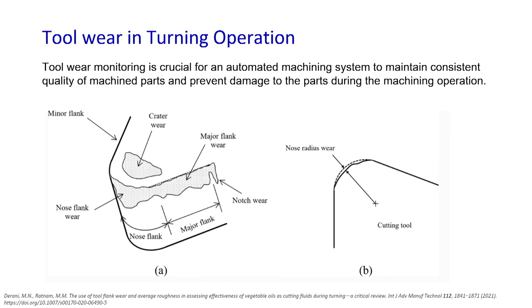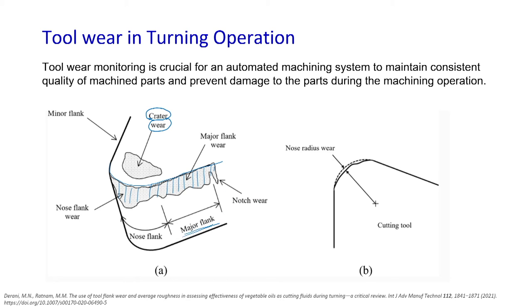So here you can see the crater wear which is occurring on the rake surface, and this is the flank wear. This tool is having a nose, it doesn't have exact point contact of the edges, and the wear which is on the flank surface, so this is the flank surface, is called the flank wear.